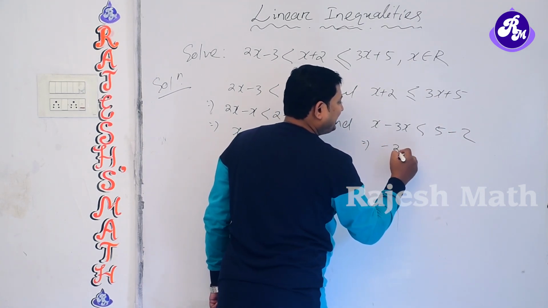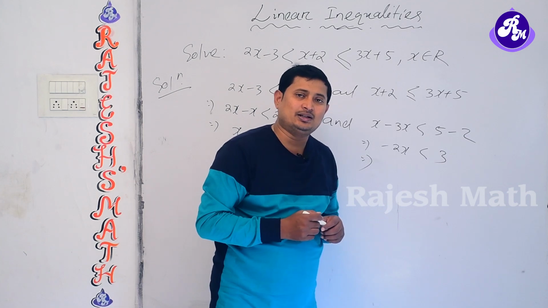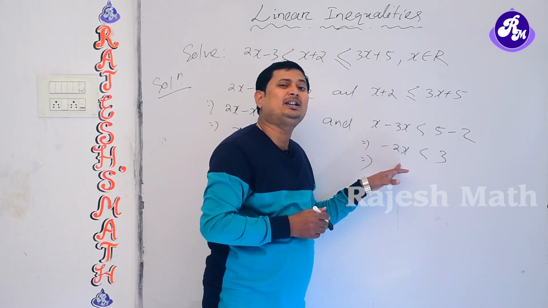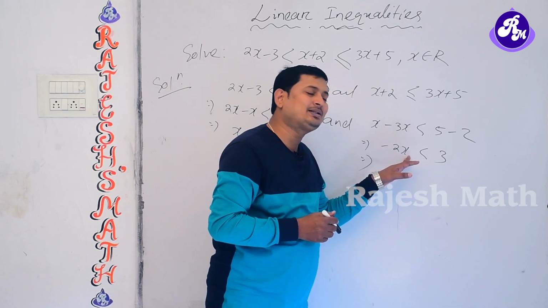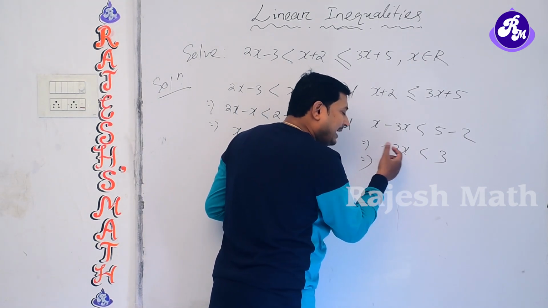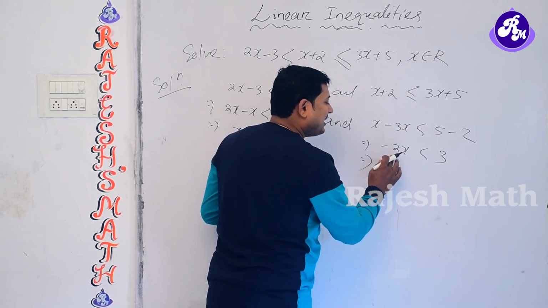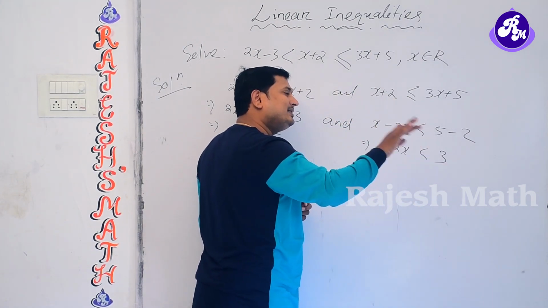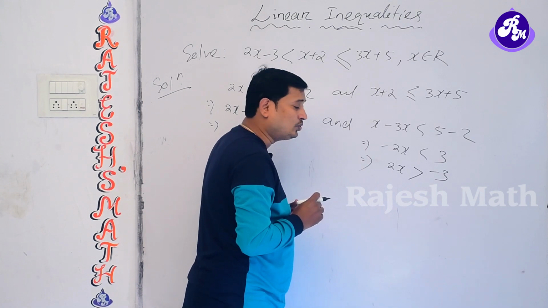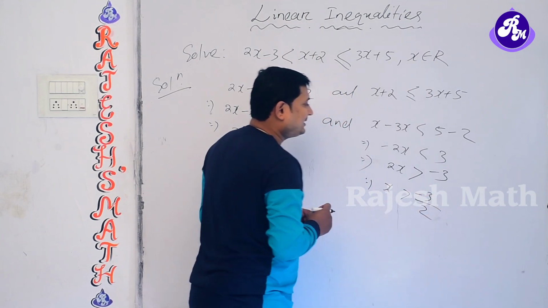Now here it comes, minus 2x less than 3. While solving a linear inequation, you should always keep in mind that the sign of x should not be negative. The sign of x is always kept positive. So to make the sign of x positive, here it is negative, you can multiply by a negative sign on both sides. And if you multiply by a negative sign, then the sign of inequality will always change. Next, 2x greater than minus 3 on multiplying by a minus sign. This is the rule. So 2x greater than minus 3, okay, so x greater than minus 3 by 2.